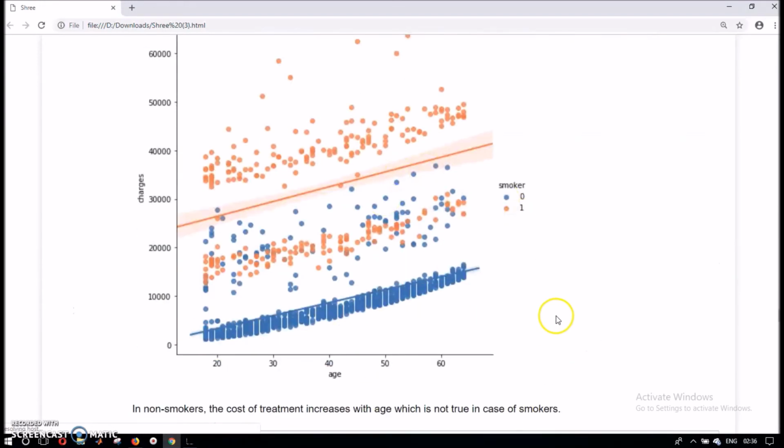In this scatter plot, non-smokers are represented by blue color and smokers are represented by red color. The following scatter plot reveals that there is a linear trend in age and charges for non-smokers, whereas for those who smoke, we can't find any such trend. You can see these values are very much deviating from the line.